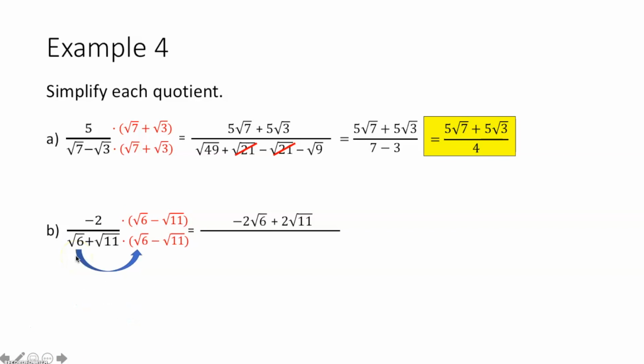Rad 6 times rad 6 is rad 36. Rad 6 times negative rad 11 is going to be negative rad 66. Rad 11 times rad 6 is going to be positive rad 66. And then rad 11 times negative rad 11 is negative rad 121.